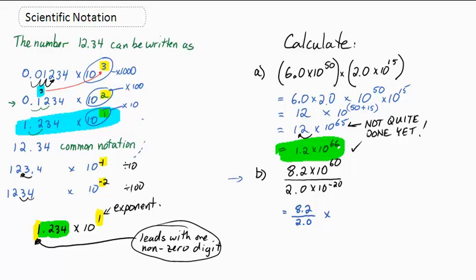Division works as well. I can go 8.2 divided by 2, that's allowed. And then I go 10 to the 60 divided by 10 to the negative 20. Notice how that appears as a subtraction here. So it's 4.1 times 10 to the 80th, and that is the answer.